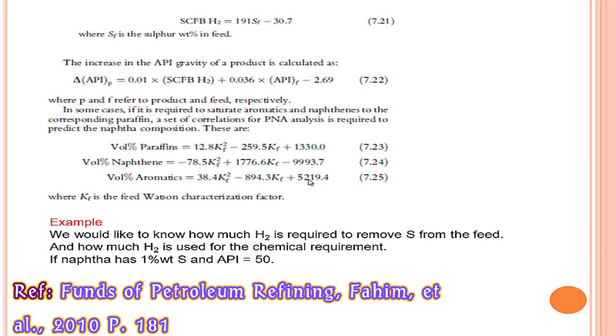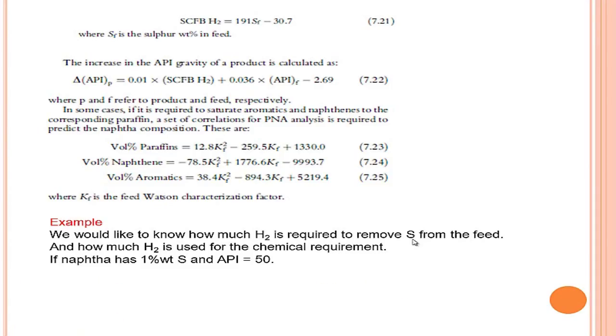Now we come to the example to make sure that you understand. We need to determine how much hydrogen is used in the system when we have naphtha fed in with sulfur equal to 1 and also the API equal to 50.